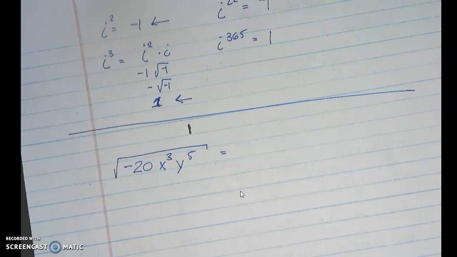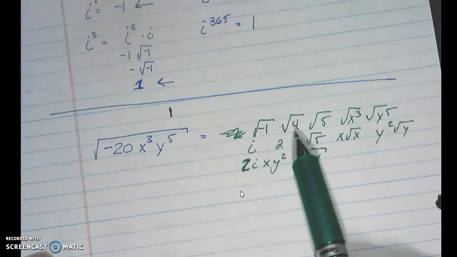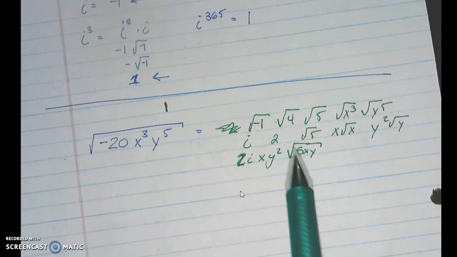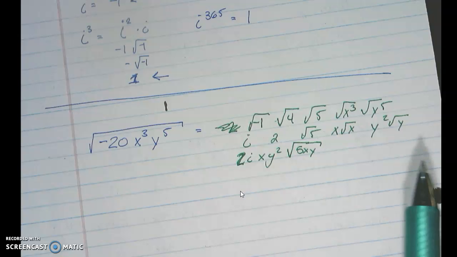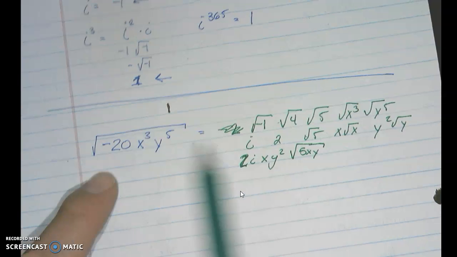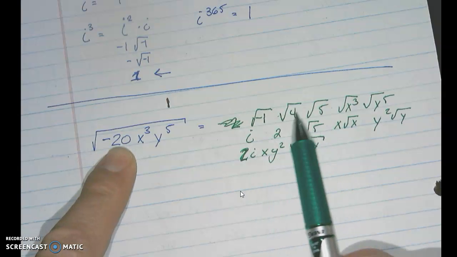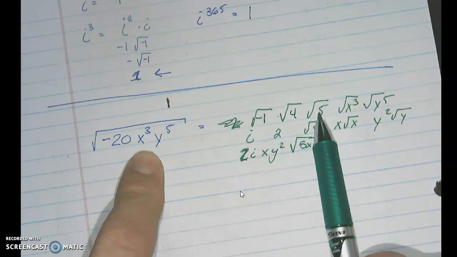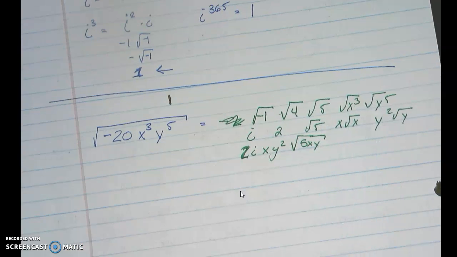All right, so what I did is I kind of broke up my problem. All I did was show you where my numbers came from. I took my -1, see right there. I know that 20 was 4 times 5, so I took the square root of 4 and the square root of 5. I got to take the square root of x cubed and y to the 5th. I broke it up by the times tables, correct?